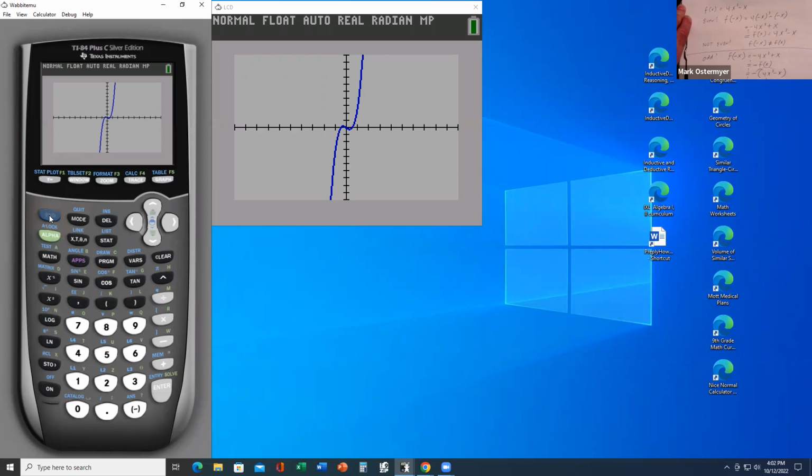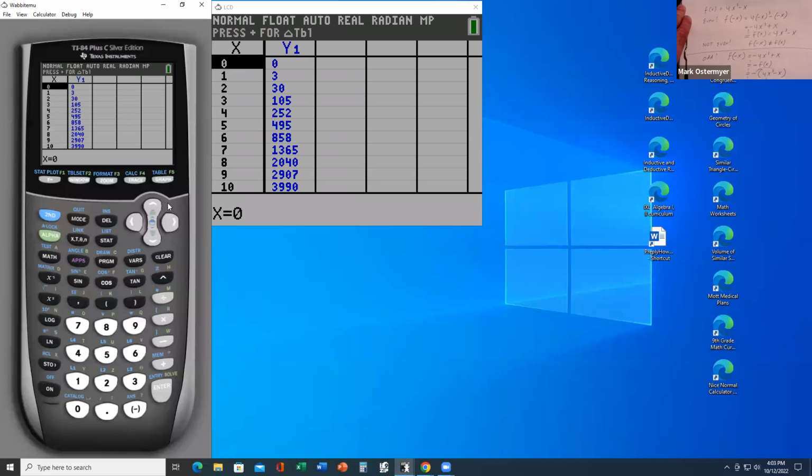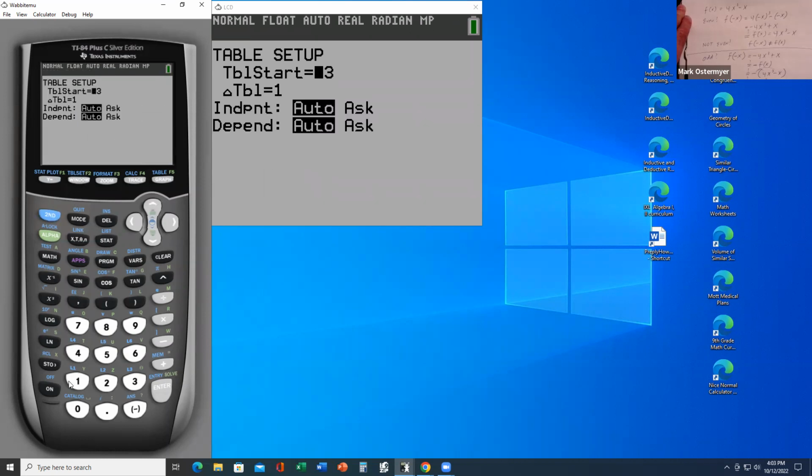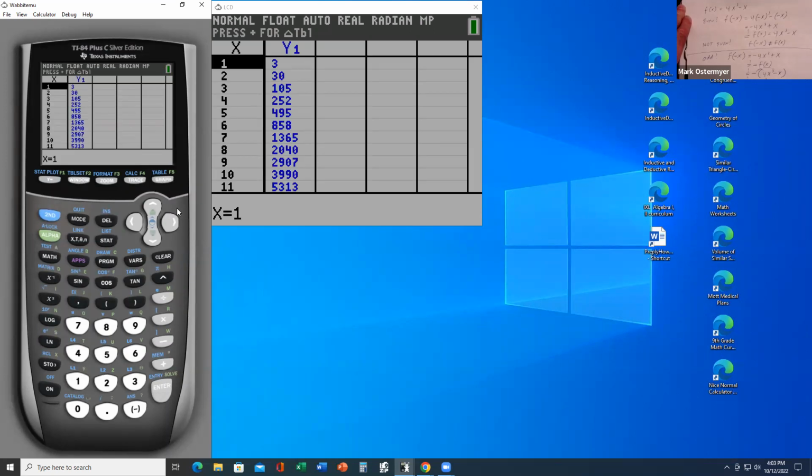You could even look at the table of values. Second graph gets you into your table here. I don't even like that setting there. That's an awful setting. Hold on a second here. Let's go with this. Let's just look at this, ladies and gentlemen.